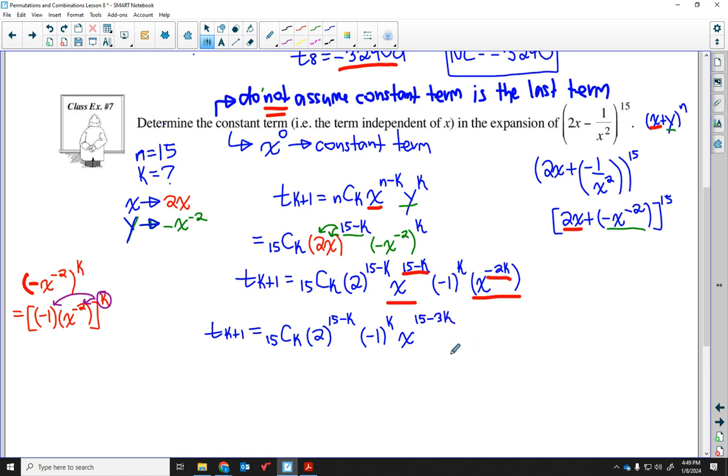Okay, now we have to use our reasoning right here. So the whole idea is if this is the constant term, this x value cannot be here. Okay, x can't be here at all.